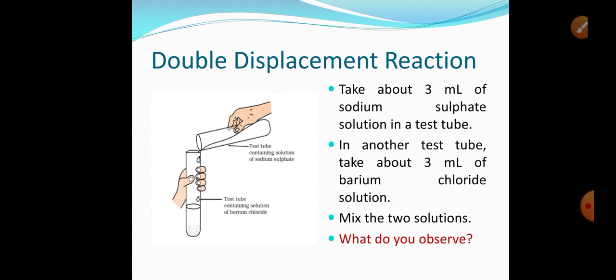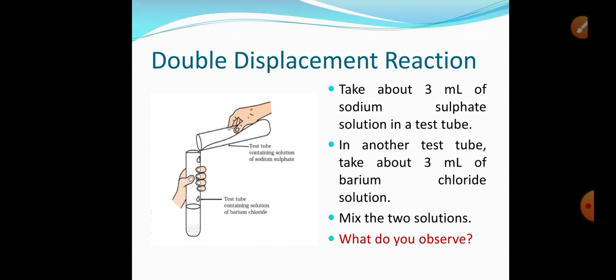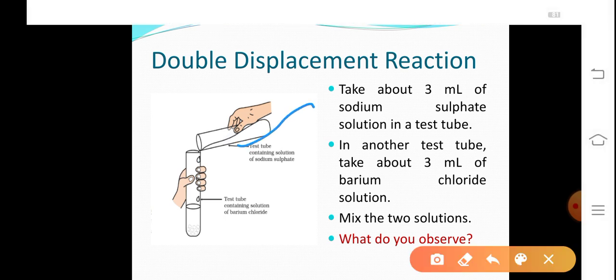Let us read the activity first. Take about 3 ml of the sodium sulfate solution in a test tube. This is a sodium sulfate solution in a test tube. In another test tube, we have to take a barium chloride solution. Mix the two solutions. What do you observe? So in this activity, we have to take two solutions. One is sodium sulfate and another is barium chloride.